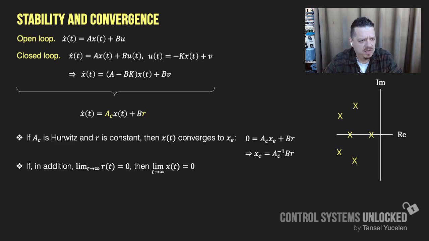During the last lectures, we looked at representations of dynamical systems and we concluded that state space representations are better than transfer function representations since they can easily handle multiple inputs and multiple outputs. Today, I'm going to talk about stability and convergence.